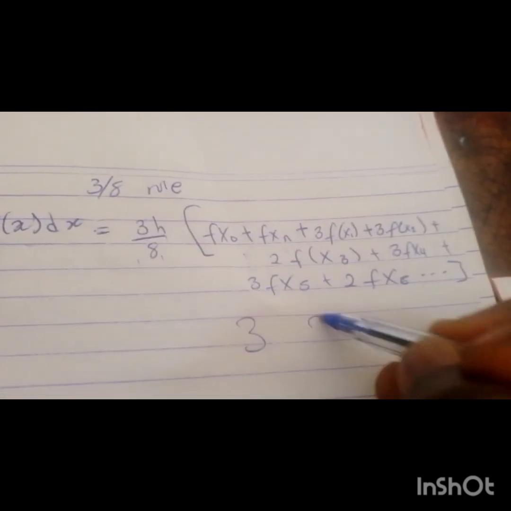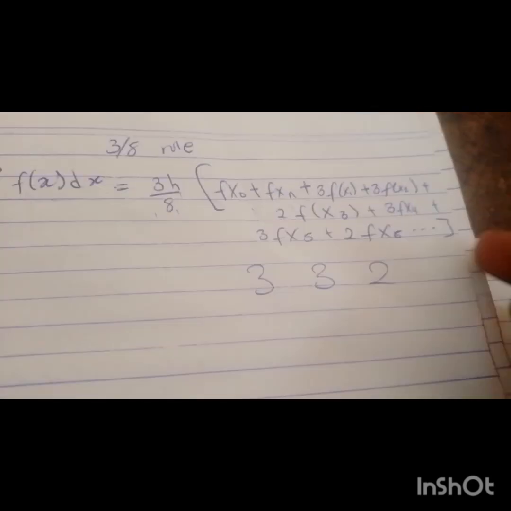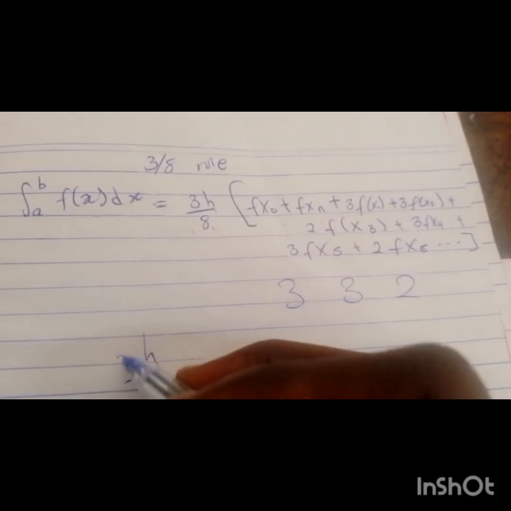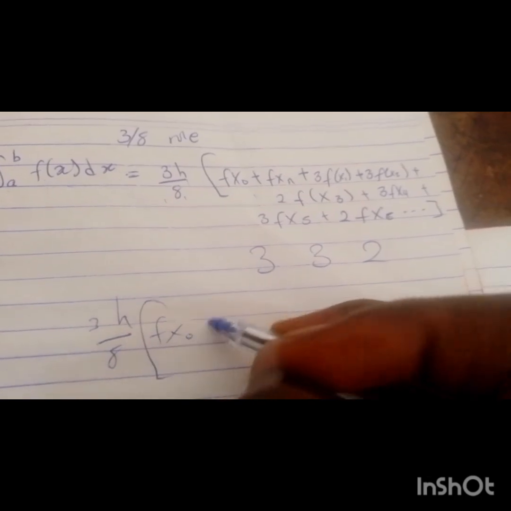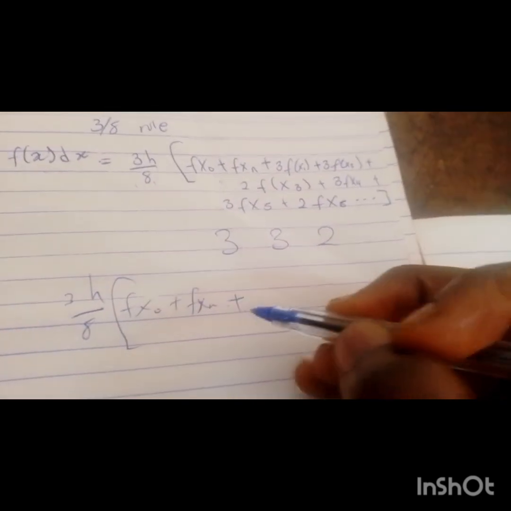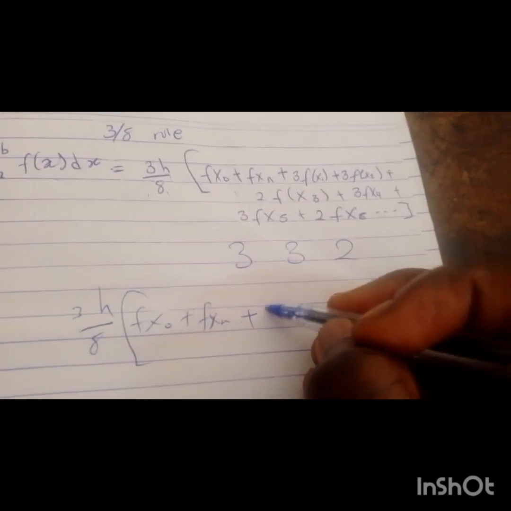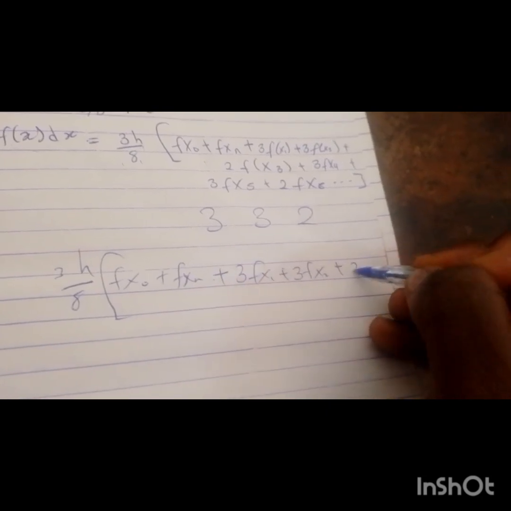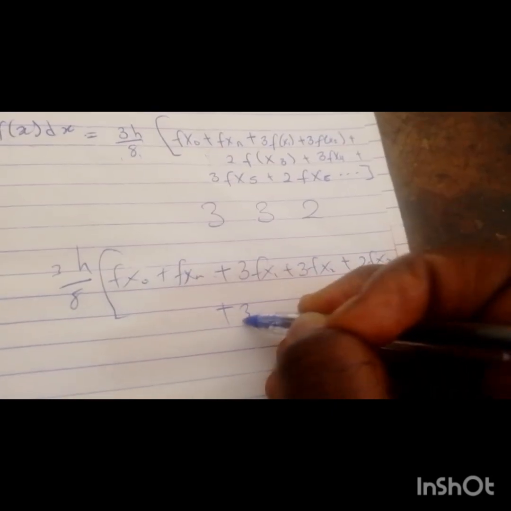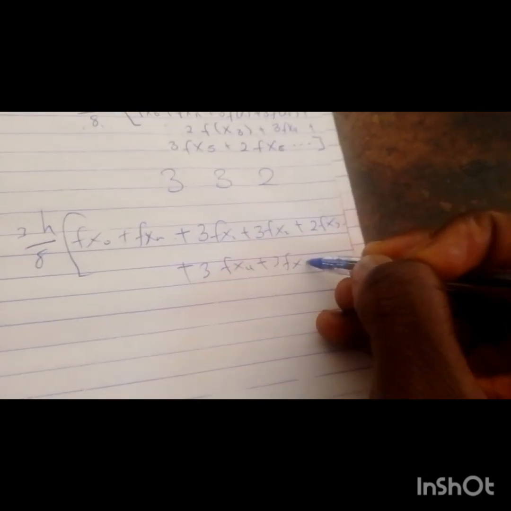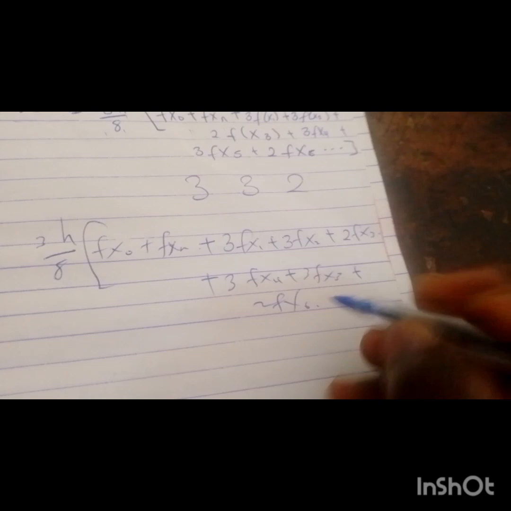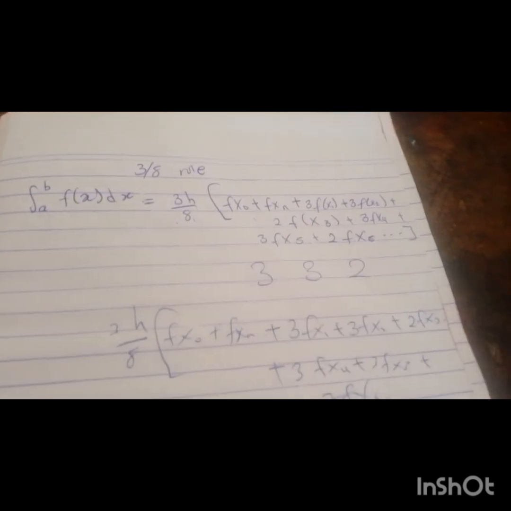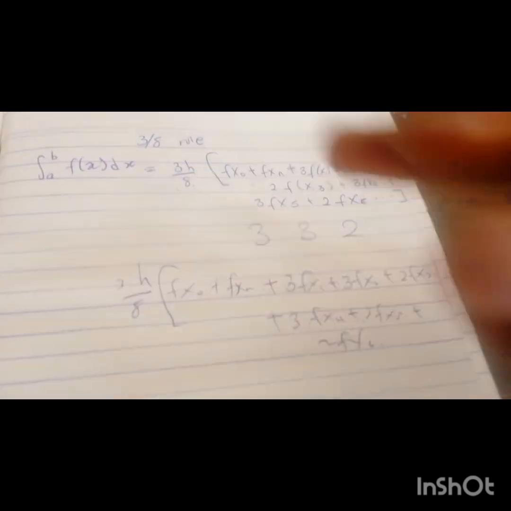So let's just reiterate that 3, 3, 2. Now what this 3, 3, 2 means is that, let's say you finish with your 3/8 into bracket, so your first plus your last. Now whatever follows will look like this: 3 times f of x1 plus 3 times f of x2 plus 2 times f of x3 plus 3 times f of x4 plus 3 times f of x5 plus 2 times f of x6. Now you get what I mean. So that's just like 3, 3, 2, 3, 3, 2. Okay, so that's just a convention, it works anyway.